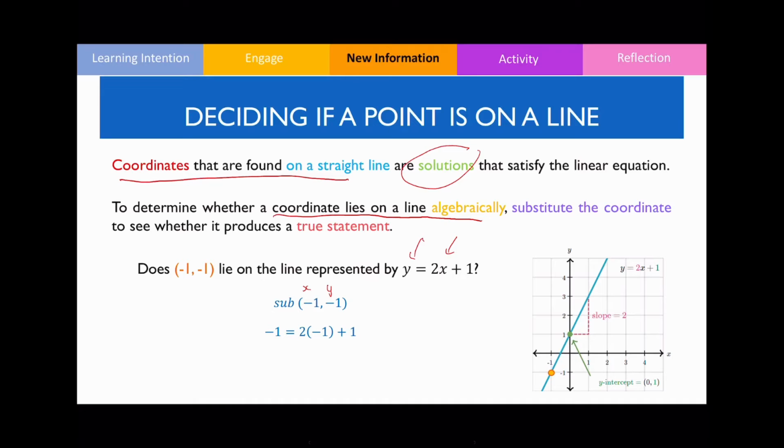What we're going to do is expand and then collect things just to shorten things down. So if I'm multiplying this, -1 is equal to -2 plus 1. Now I'm just going to condense this. So therefore, -1 is equal to -1. Does this produce a true statement? Is -1 equal to -1? Yes, it is. So because it does, this coordinate does lie along the equation over here.